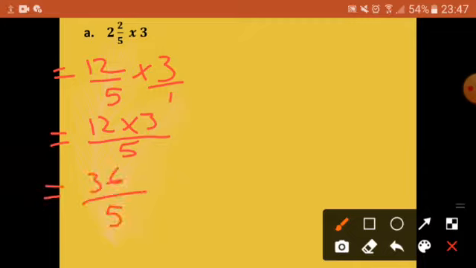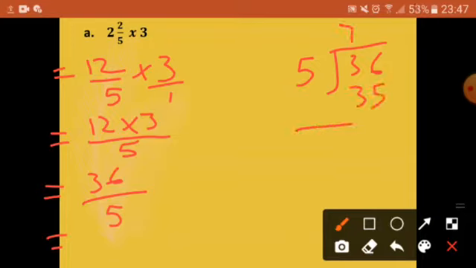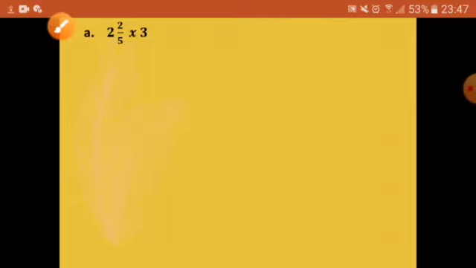36. 36 upon 5. So divide 36 by 5 because this is an improper fraction. So we have to divide it and get the answer in mixed number form. So 5 times 7 is 35, remainder 1. So 7 is the quotient, 1 is the remainder, and 5 is the divisor. So see, this is the answer in the lowest term. So this is the whole procedure for multiplication of a mixed number with a whole number.